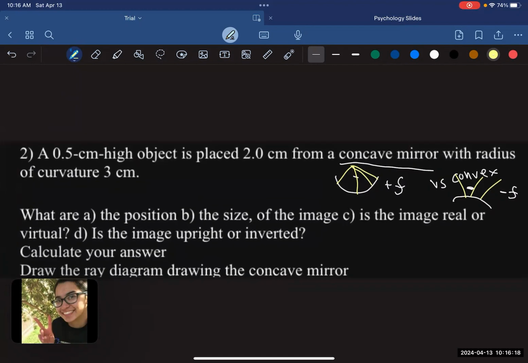Let's take this down, because I'm going to definitely need more space than this is allowing me. So we have a half centimeter height, 2 centimeters, mirror, and R is equal to 3 centimeters.